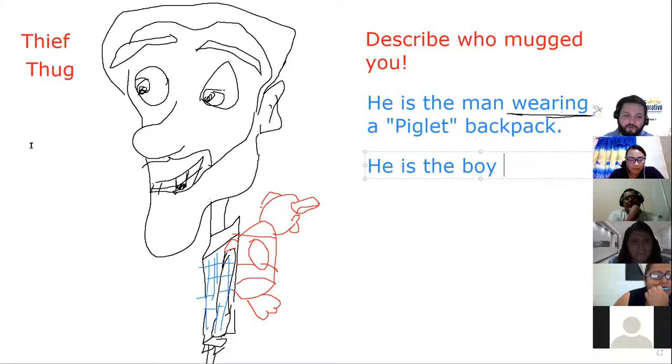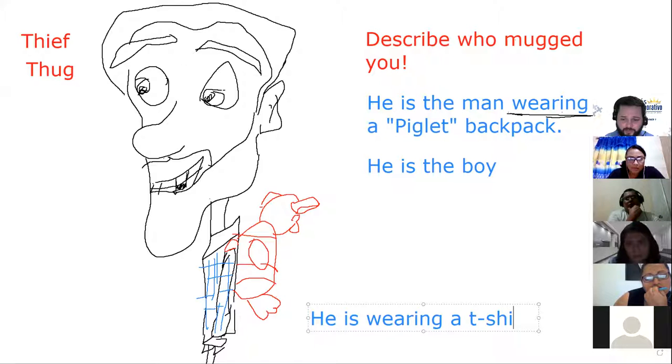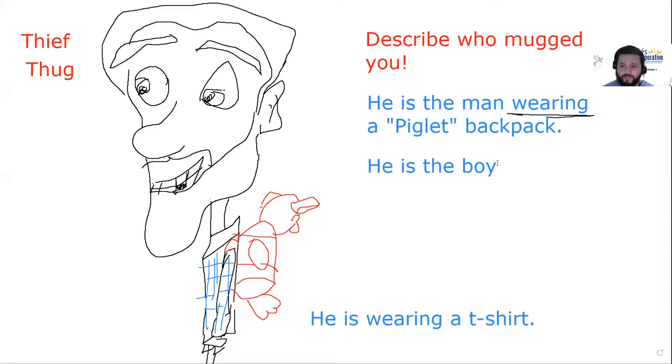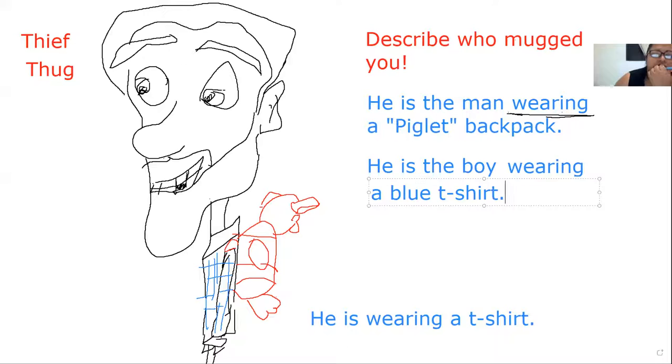All right, so Mirna says, he is wearing a t-shirt, right? So we can say he's the boy, all right? He's the boy what? The boy wearing. Repeat: wearing. Right, so he's the boy wearing a blue t-shirt, okay?